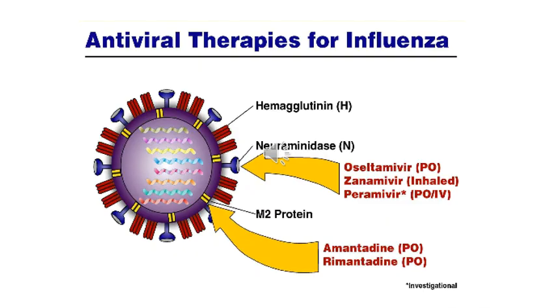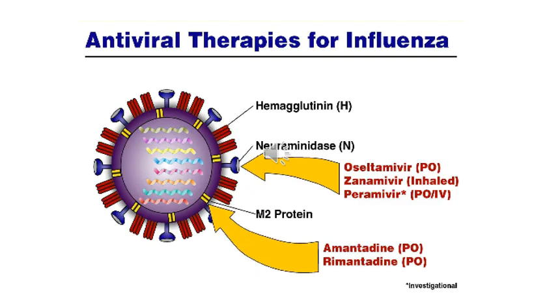The drugs which are affecting the neuraminidase include oseltamivir, that is given PO, that means per orally through the oral route. Then we have zanamivir that can be given through inhalation. Then we have peramivir, which is an investigational drug. It can be given orally or through the intravenous route. As discussed earlier, the role of the neuraminidase is the release of the virus from the cell. If there is no release from the cell, there will be no spread of the infection. So basically these drugs block this enzyme or this protein.